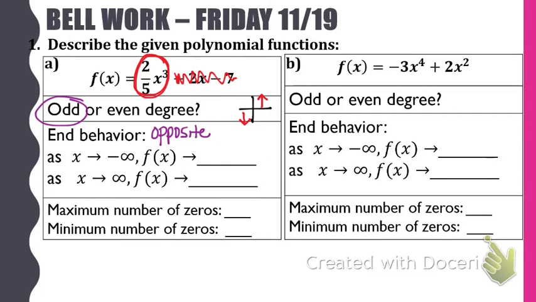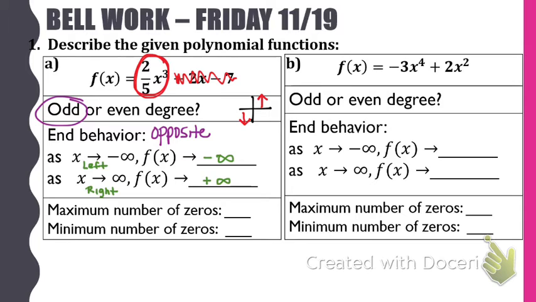So what you're going to write, because remember that when it says x approaches negative infinity, this means the left side, and x approaches positive infinity is the right side. So on the left side, it is going down, so I'm going to put a negative infinity there. And on the right side, it is going up, so that would be a positive infinity.